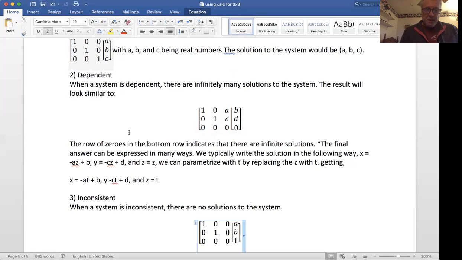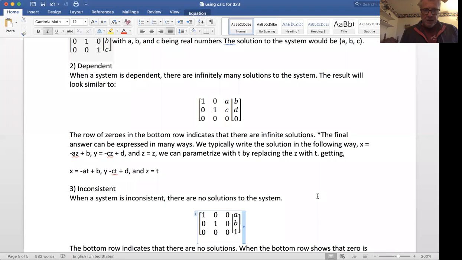So that means basically, if I move this A over, and since it's in the Z column, it'll have to have a Z attached to it. X will equal minus AZ plus the B. I'm going to move the C over with the Z attached to it, and that gives us minus CZ equals D. And then Z equals Z. Or we could parameterize it with T instead of Z and say Z equals T. So put a T by the C and put a T by the A.